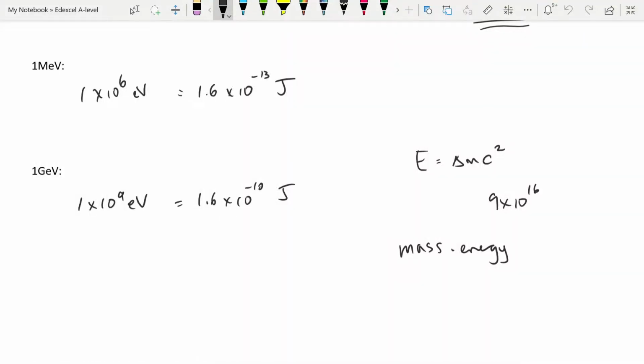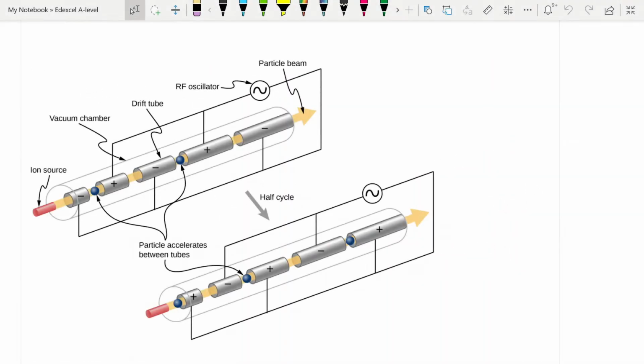Okay, so let's start looking at accelerators. First accelerator we're looking at is the LINAC, and it specifically mentions in our specification that you need to be able to describe both the LINAC and the cyclotron. Here's the LINAC. It is used to accelerate electrons up to about 50 giga electron volts.